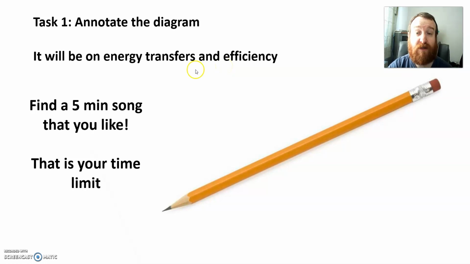So what you need to do is pause the video and find a pen or pencil to write with, and you need to find a 5-minute or about 5-minute song that you're going to use as a timer, to help you not spend 5 hours trying to annotate a diagram. You're going to spend 5 minutes. So use a nice song as a timer, 5 minutes or so. Find a song, get your pen and paper ready, and pause the video here until you've got that done.